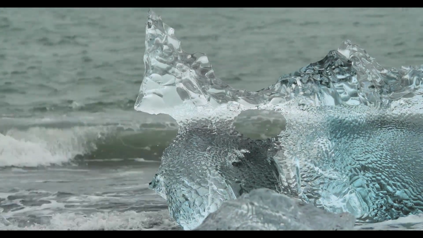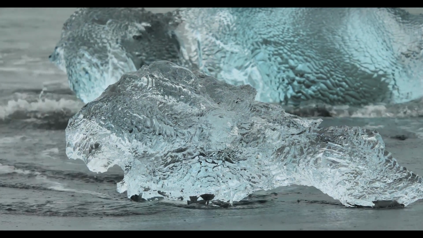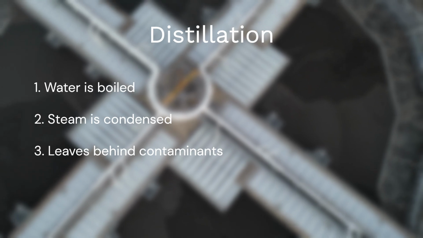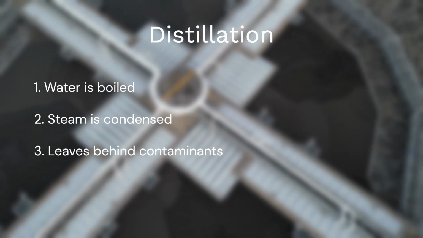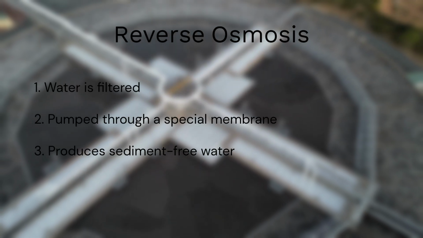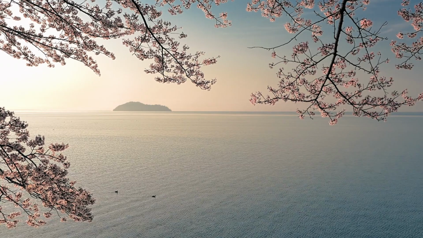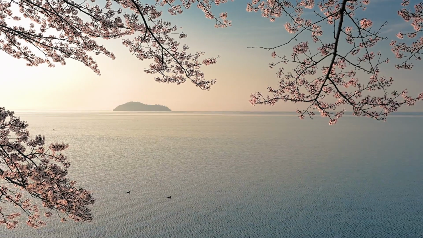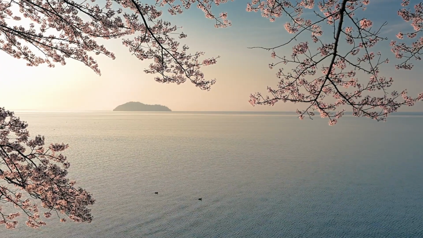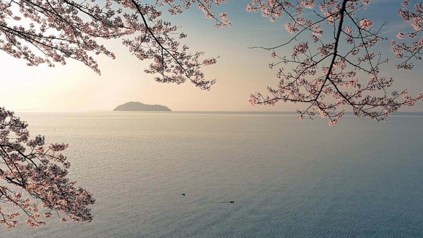But what about turning salt water into fresh water? That's where desalination comes in. In distillation, water is boiled, and the steam is condensed, leaving behind contaminants. With reverse osmosis, water is filtered and pumped through a special membrane, producing sediment-free water. Water storage happens both on the surface, in rivers and rainwater tanks, and underground in springs, artesian wells, and lakes. These systems are critical for both natural ecosystems and human use.